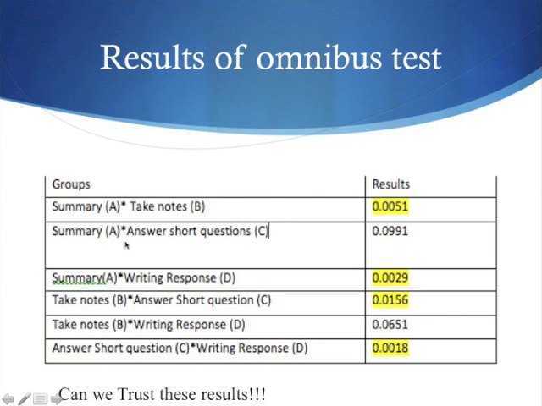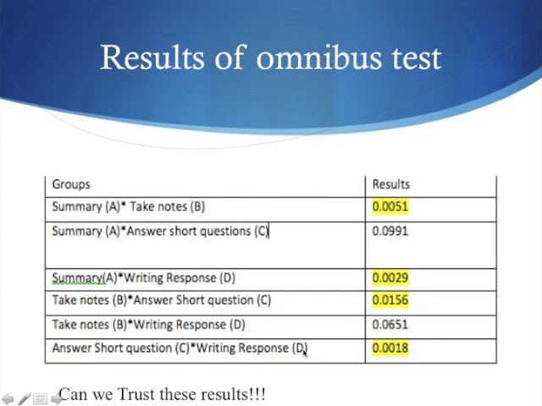While there is no significant result between summary and answer questions, there is a significant result between summary and writing response, and there is also a significant result between take notes and answer short questions. And while there is no significant result between take notes and writing response, eventually we have a significant result between answer short questions and writing response. So we have four significant results.